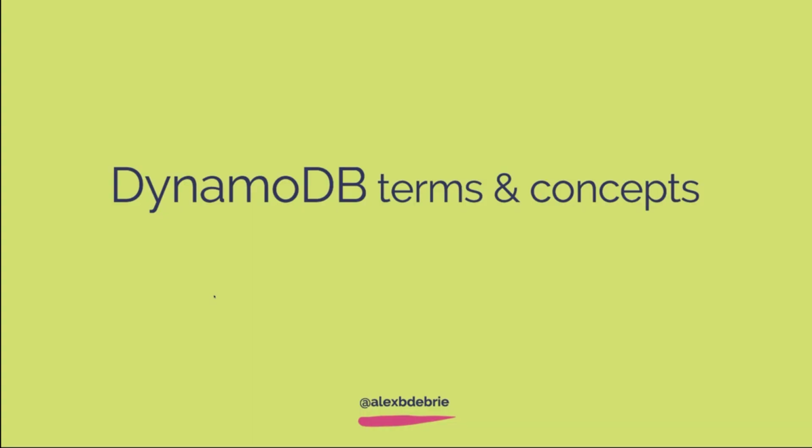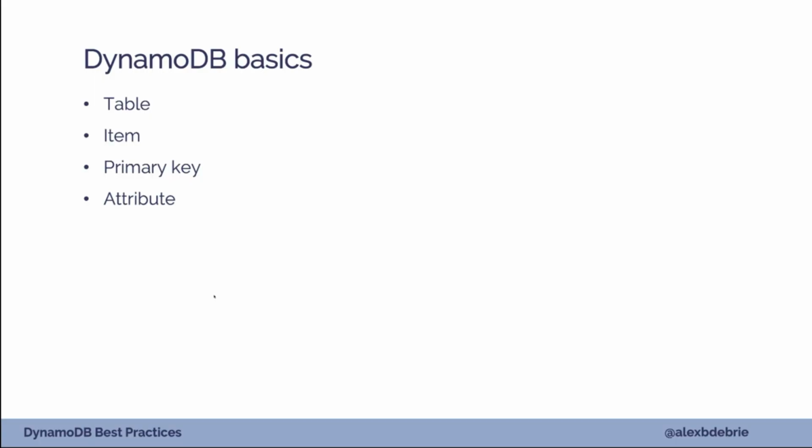So let's get started with DynamoDB terms and concepts. Just to get us on the same page, there are four key vocabulary terms I want to talk through here, and they are table, item, primary key, and attribute. We'll walk through this by way of an example, and I'm just going to show you some users. So imagine your application, users sign up, they have a username, first name, email, all that stuff. We'll use that as an example to show some of these concepts.